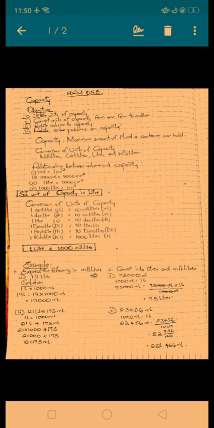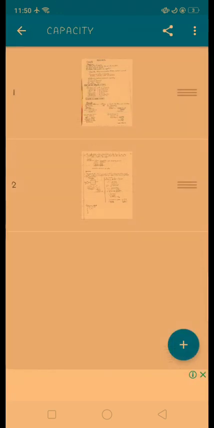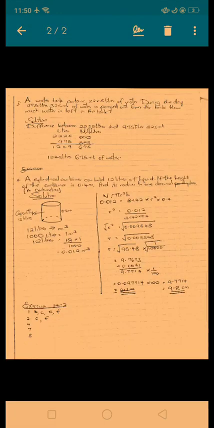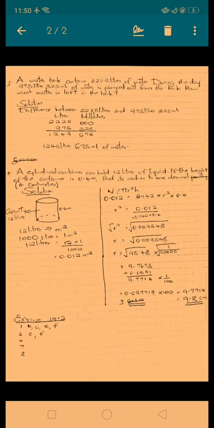Now basically, that is what we will entail in terms of capacity. Let me take you through the rest of the examples.